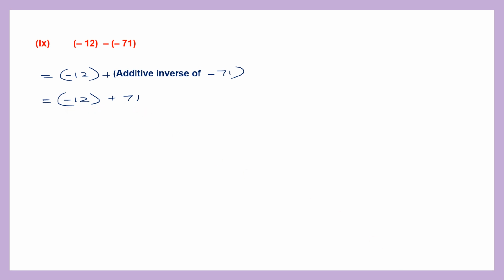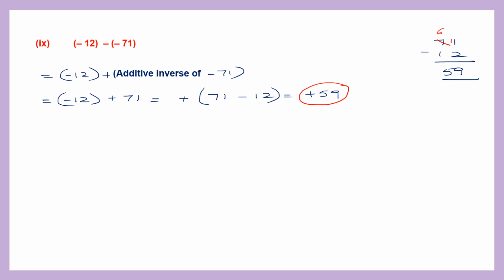So when signs are different, we put the sign of the bigger integer, which is plus, and we subtract 71 minus 12. Let's subtract and see. 71 minus 12. We need to borrow here. So this is 6, this is 11. 11 minus 2 is 9. 6 minus 1 is 5. So here we have 59 as our answer and our sign is positive. So here we have plus 59 or simply 59.